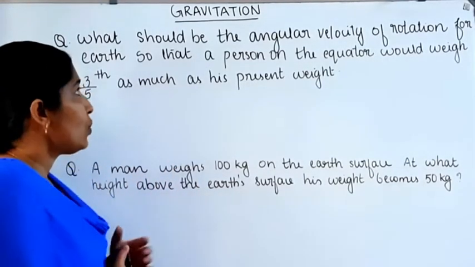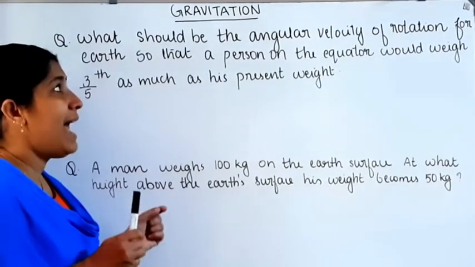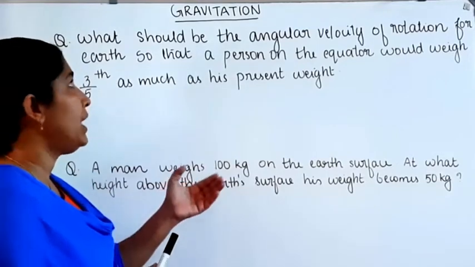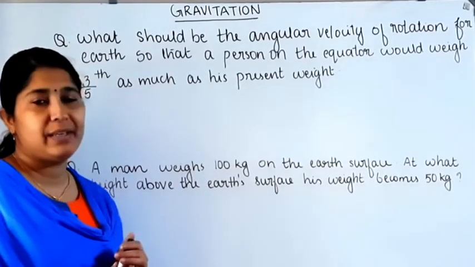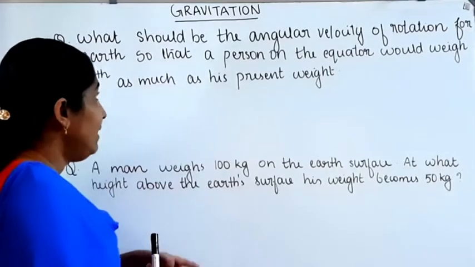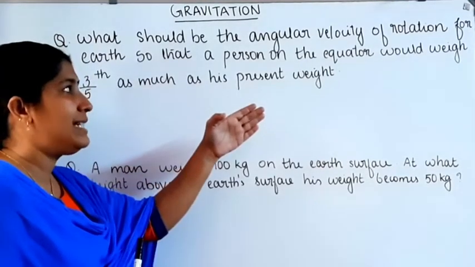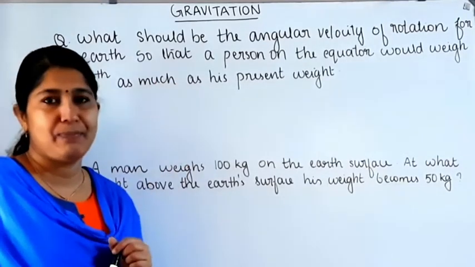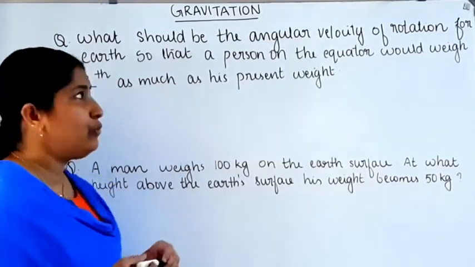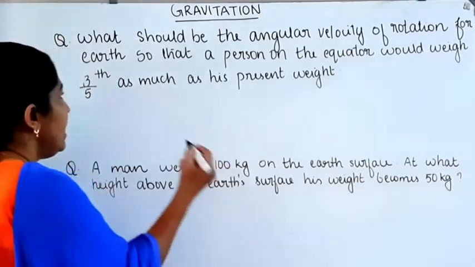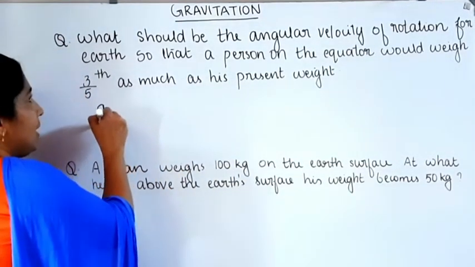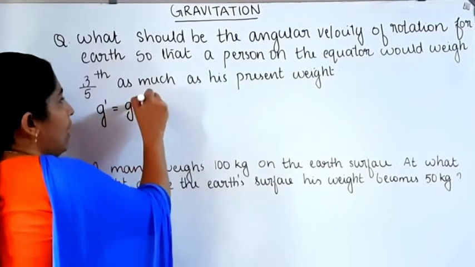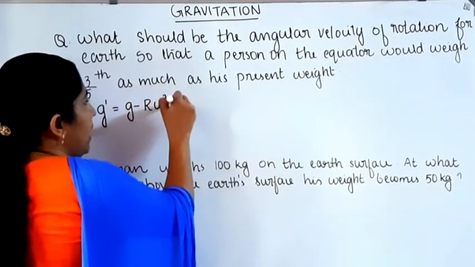Okay, that's the question. What should be the angular velocity? We want to find out the angular velocity of rotation of the Earth. It says that the person on the equator should weigh 3/5 as much as his present weight. We know the equation for the acceleration due to gravity related to the angular velocity. G dash is equal to G minus R omega square cos square lambda.